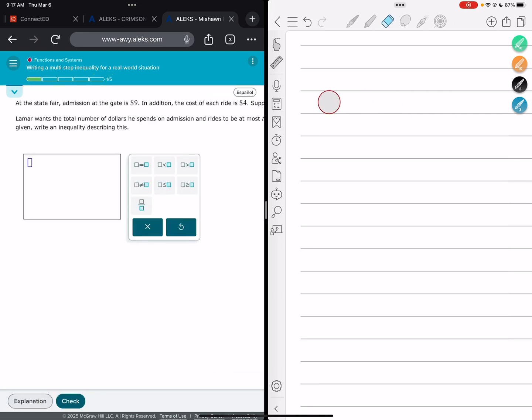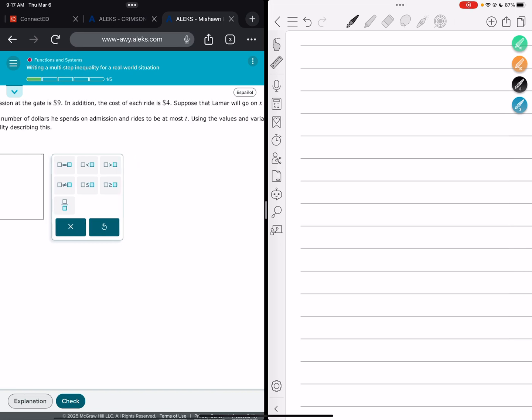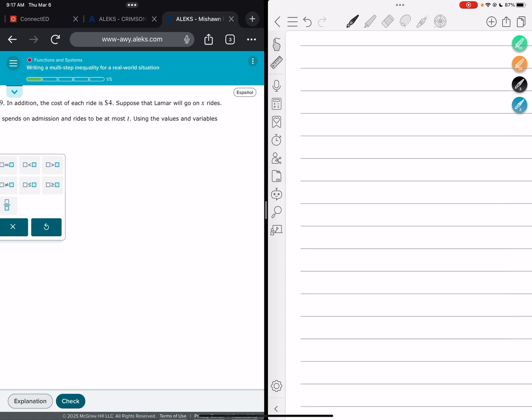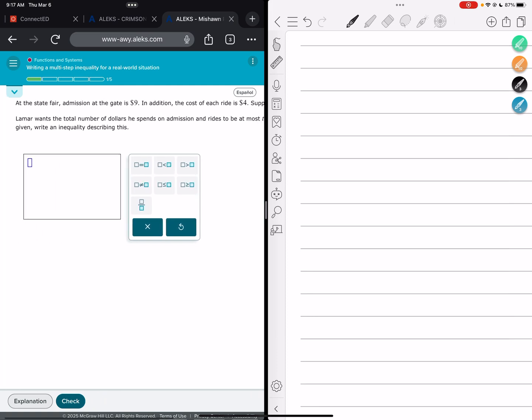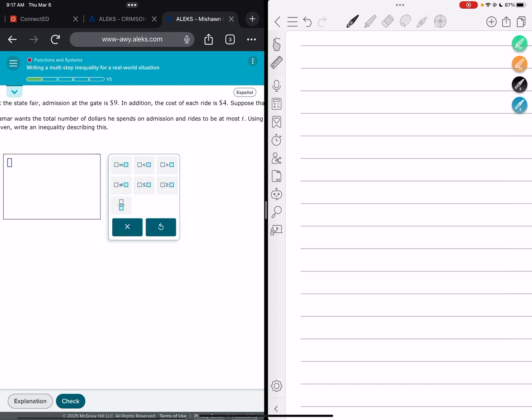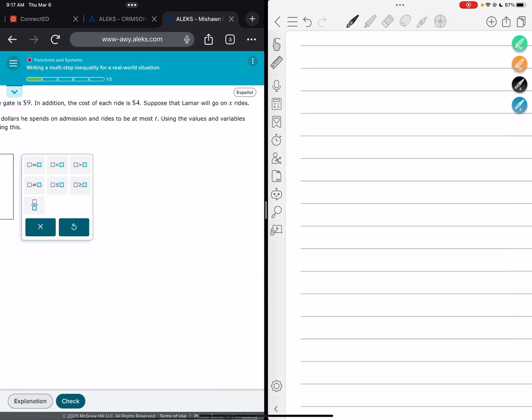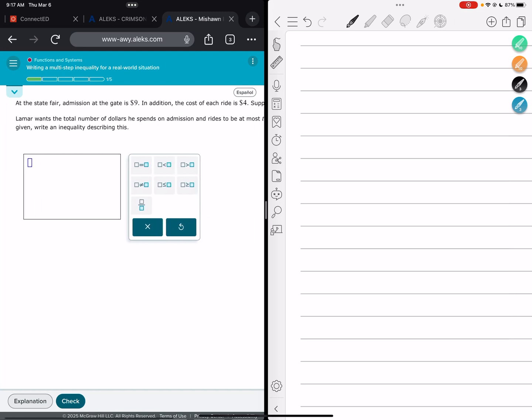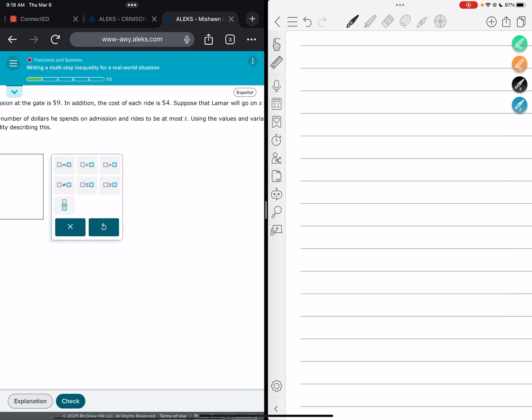Next, at a state fair, admission at the gate is $9. In addition, the cost for each ride is $4. Suppose that Lamar goes on X rides. Lamar wants the total number of dollars he spends on admission and rides to be at most T. Use the values and variables given and then write an inequality describing this.